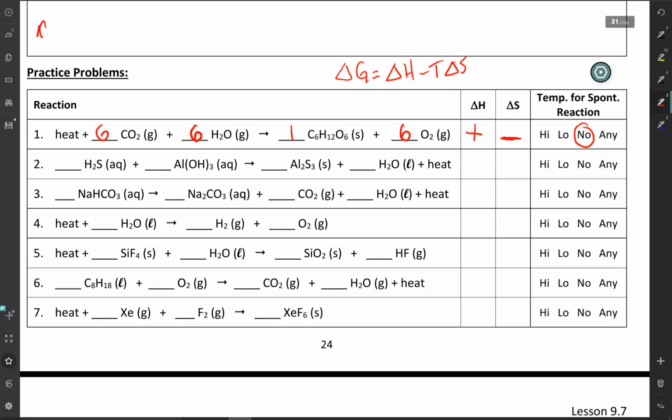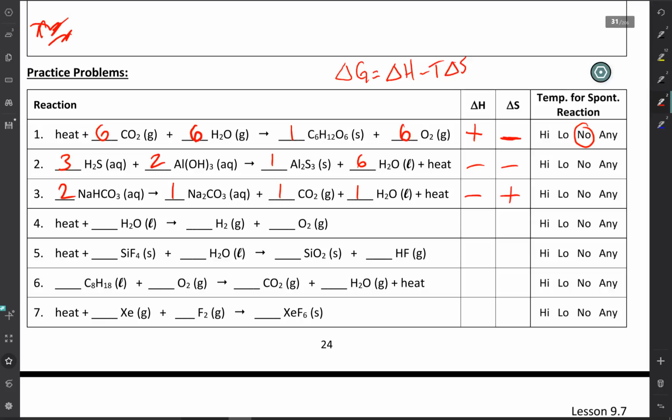Get it balanced, figure out what side of the equation heat is on and whether that makes it endo or exothermic. And then based on the reaction itself, do we have an increase or a decrease in entropy? And then think back to what the consequences are going to be from a sign perspective for delta G. So why don't you pause the video, try out questions 2 and 3, and we'll check them in just a moment.